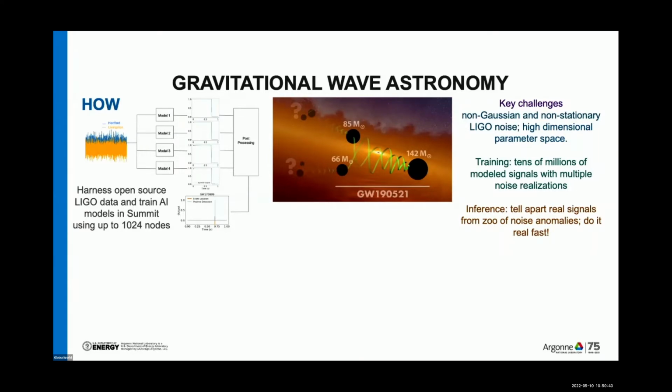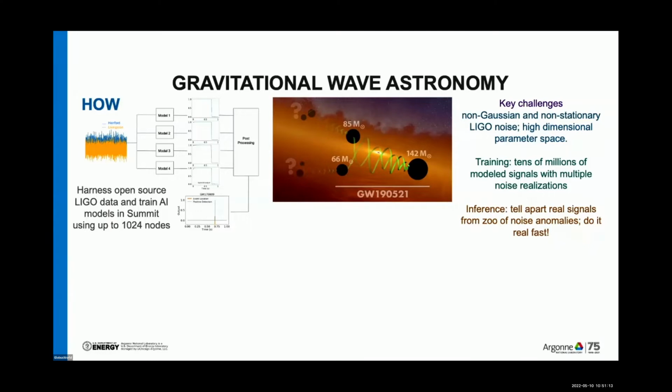So we used the Summit supercomputer and we were able to scale the training up to 1024 nodes, that is over 6,000 GPUs, and then reduce the training to only about 3 hours. And by doing that, we were able to train a set of models and then select the ones that perform the best. And then creating an ensemble allowed us to process data at scale for the first time.